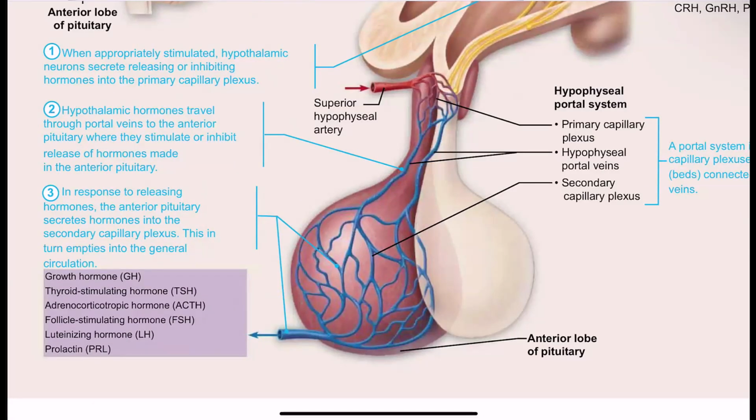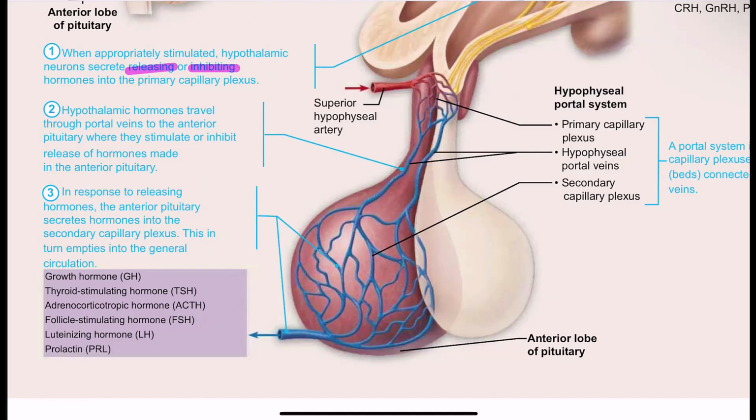I'm going to get my highlighter. I'm going to highlight in pink. The hypothalamus can release hormones that are called releasing hormones or inhibiting hormones. So releasing hormones promote release of a hormone from the anterior pituitary, and inhibiting hormones then will inhibit that release. Then the anterior pituitary gland responds appropriately. So it either releases that hormone or it doesn't.